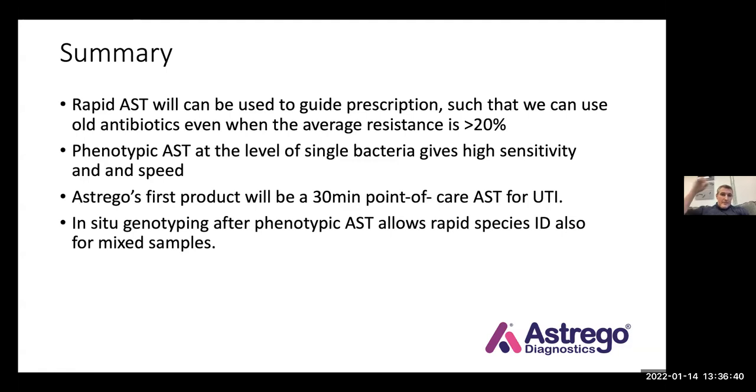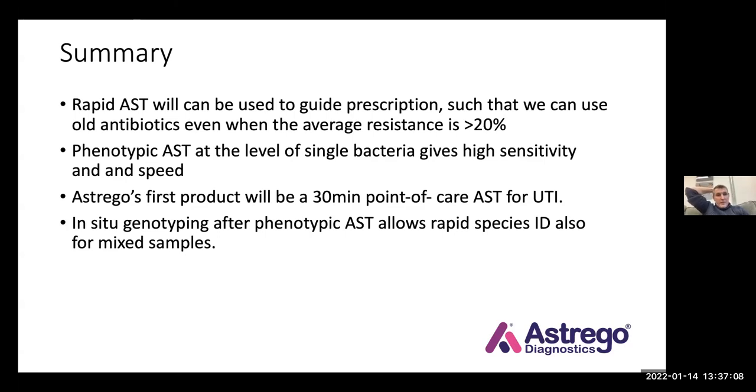Since we use phenotypic AST, we look at the growth of the cell, and since we have single cells, we get extremely high sensitivity, and we get speed because we can look at the length extension of the individual cell at the single generation time. So not waiting for an individual cell to grow to 10 million cells to see it as a coloring on a plate.